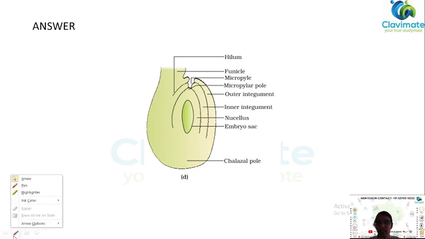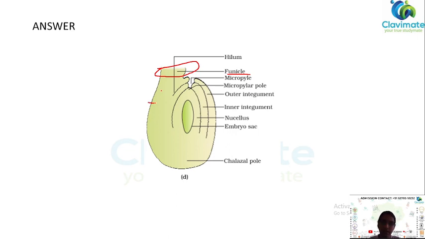Here you have the funicle. The funicle is the part by which the ovule is attached to the ovary. This is an ovule. So this is the funicle. And then you have to mark the micropyle. The micropyle is a small opening over here where the pollen tube enters during fertilization.